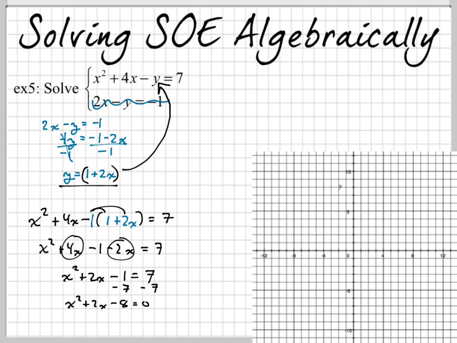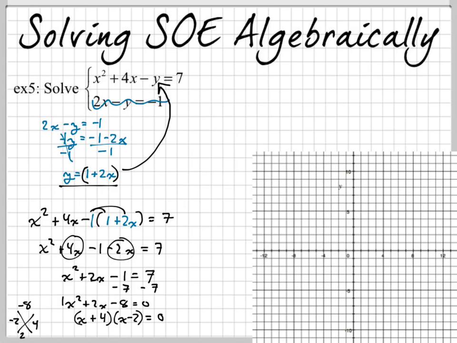Is it factorable? Let me see. It has to multiply to get -8, and it has to add to get +2. Yes, it works. We have x plus 4 and x minus 2. -2 and +4. And I can go straight to my factors because I have a leading coefficient of 1, so I don't have to use grouping or anything like that.